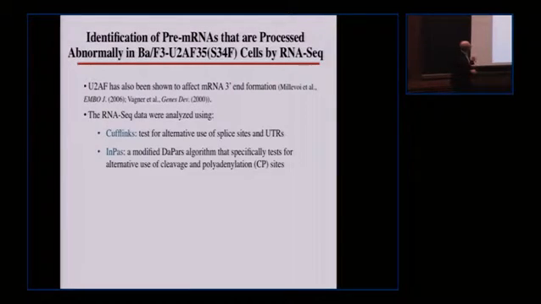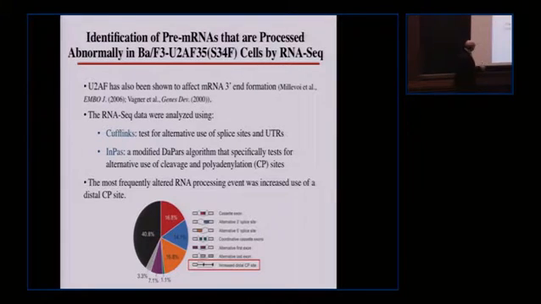And so we analyzed our RNA-seq data not just for alternative splice site use, but also for alternative use of cleavage and polyadenylation sites, CP sites, where the 3' end of the mRNA is. And what we found, like in many of the other studies, is several hundred genes that undergo some form of alternative splicing. But the most frequently altered RNA processing event was alteration at the CP site, in particular increased distal CP site use. So we wanted to focus on this event.